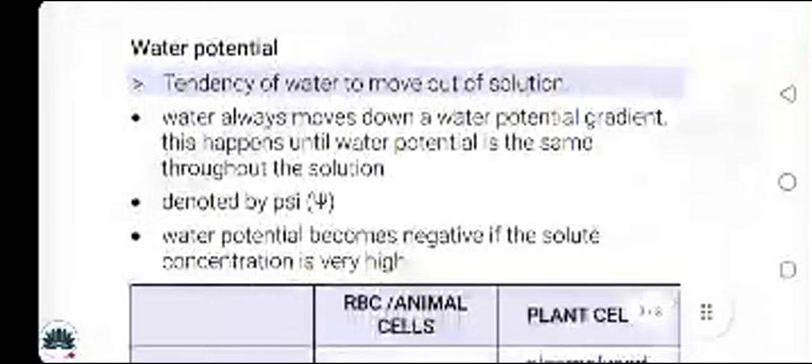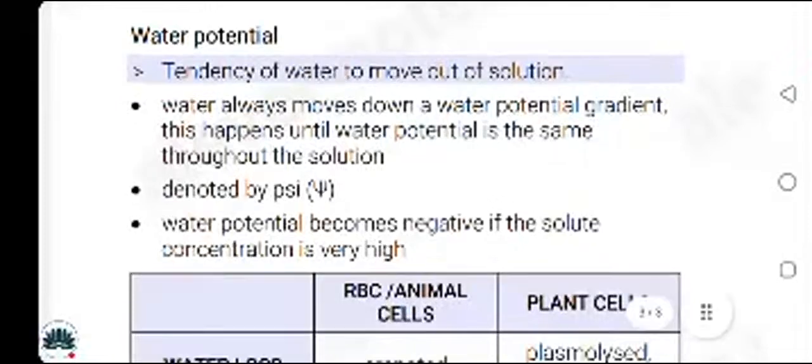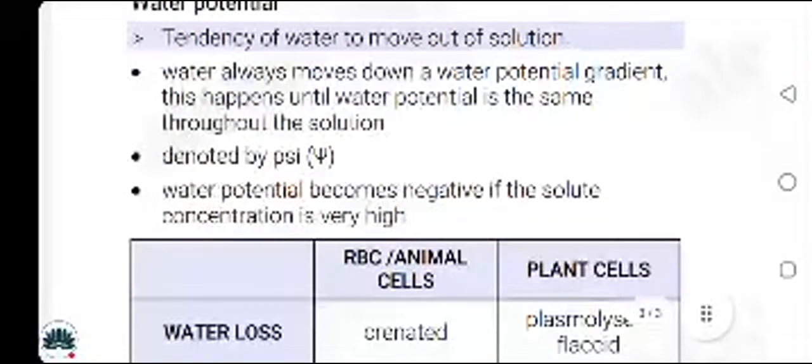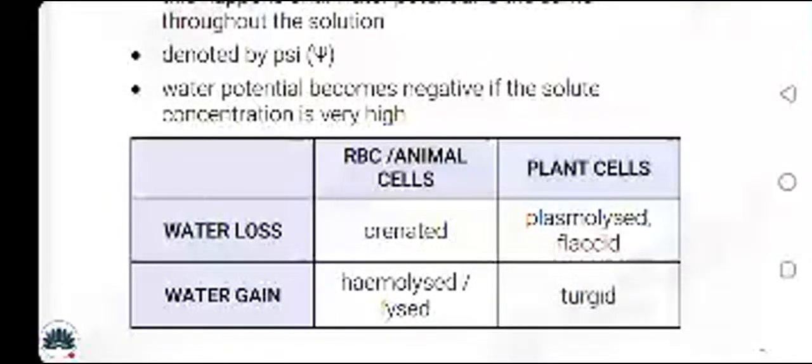Okay, water potential: the tendency of water to move out of solution. Water always moves down a water potential gradient. This happens until water potential is the same throughout the solution, and it is denoted by this symbol, as you can see. Water potential becomes negative if the solute concentration is very high.